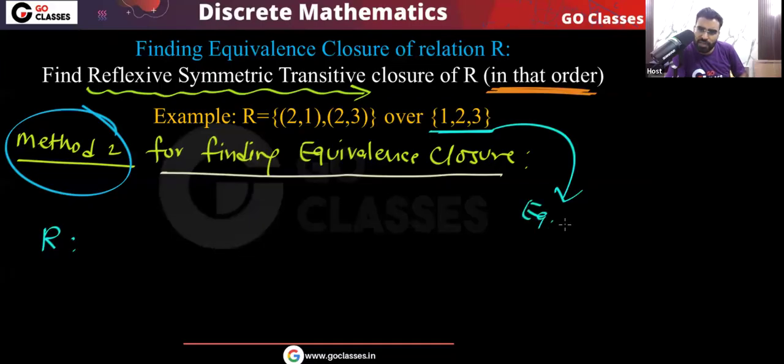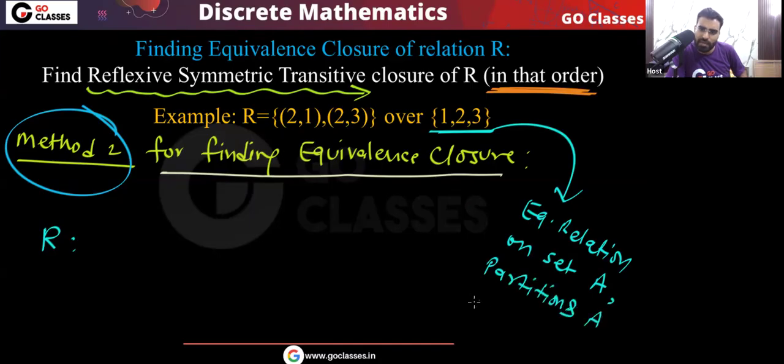Okay, you already know that an equivalence relation on set A partitions A into equivalence classes, or I can say groups. Yes or no? Partitions A into groups, and these groups are called equivalence classes. Okay, do you agree with me? So that same concept you can use.